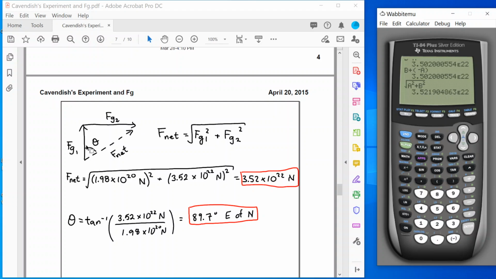And then we also need to calculate the angle because force is a vector, so we need to know what the direction of that force is. You're going to want to make sure that you are in degree mode when you do this. We're going to do tan inverse because we have the opposite side and the adjacent side. So tan inverse of Fg2, which I was calling B, over Fg1, which I was calling A, should give me the angle, and so I get 89.677 degrees, which I've rounded here to 89.7 degrees, and then we are east of north there.